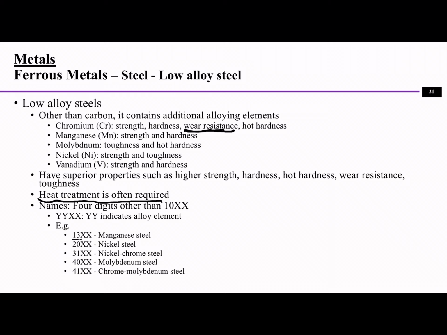For example, 13xx, that is the manganese steel, 2xxx, that is nickel steel, 31xx, that's the nickel chrome steel, and 40xx, that's molybdenum steel. So you can use all these different numbers to name and interpret what kind of alloy steel it is.